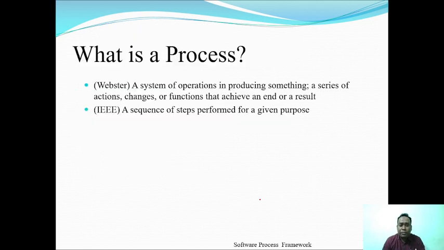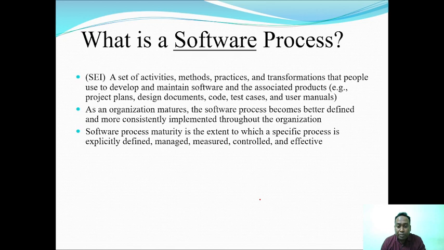What is the process we have used in the web star? There are some definitions we have used in my slides. A process is a system of operations producing some result through a series of changes and functions. IEEE: a sequence of steps performed for a given purpose. What is a software process? A set of activities and methods organized in association with the project plan, design document, code, test case or user manual. Software process maturity is the extent to which a process is defined, managed, measured and controlled effectively.